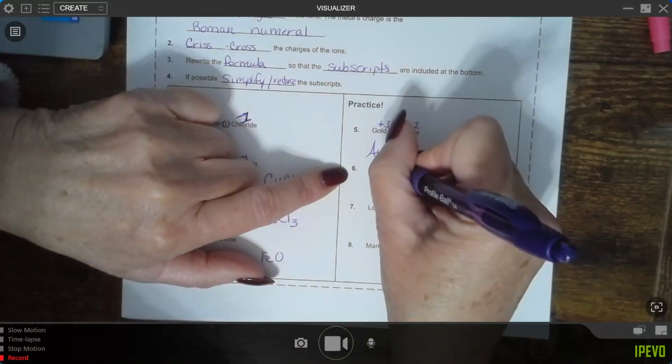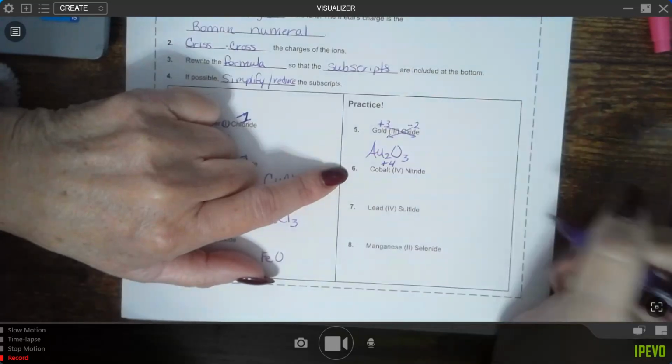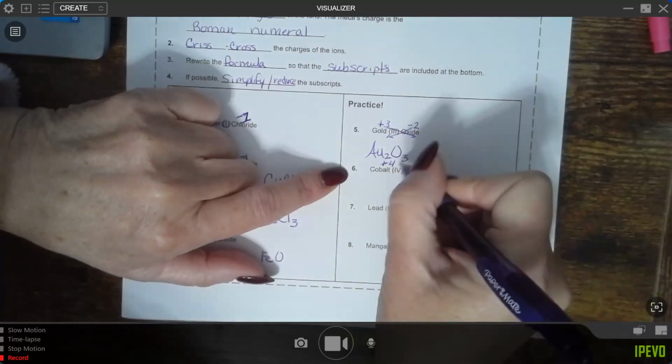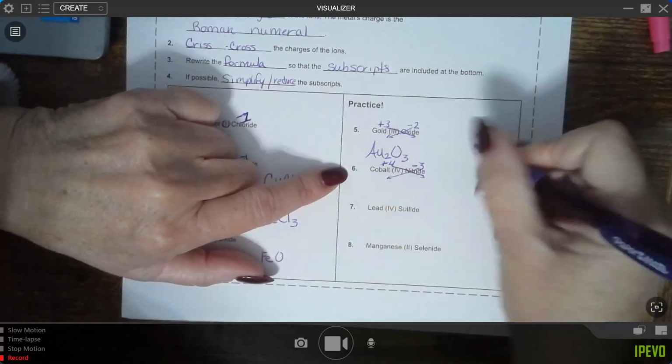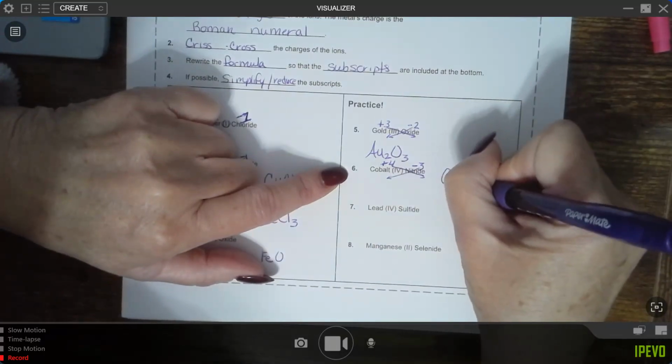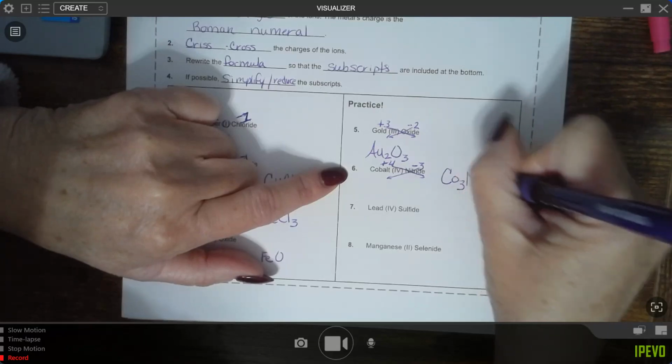Number 6, cobalt 4 nitride. Okay, so the cobalt, the charge is +4. Nitrogen is -3. So if we crisscross, we get Co3N4.